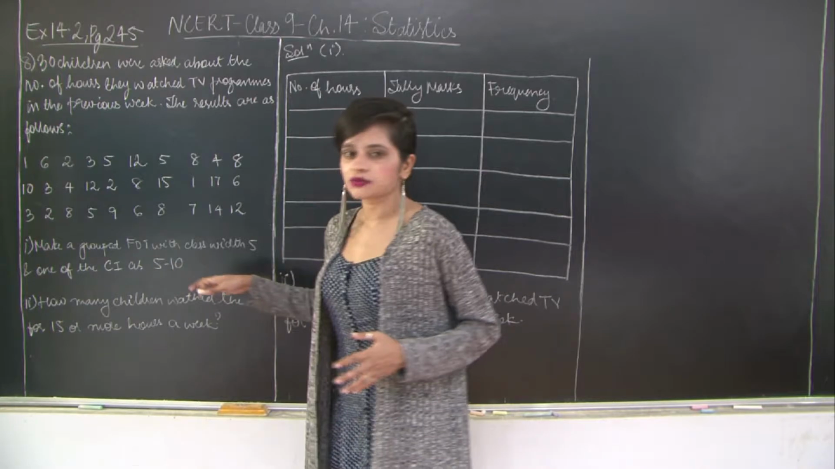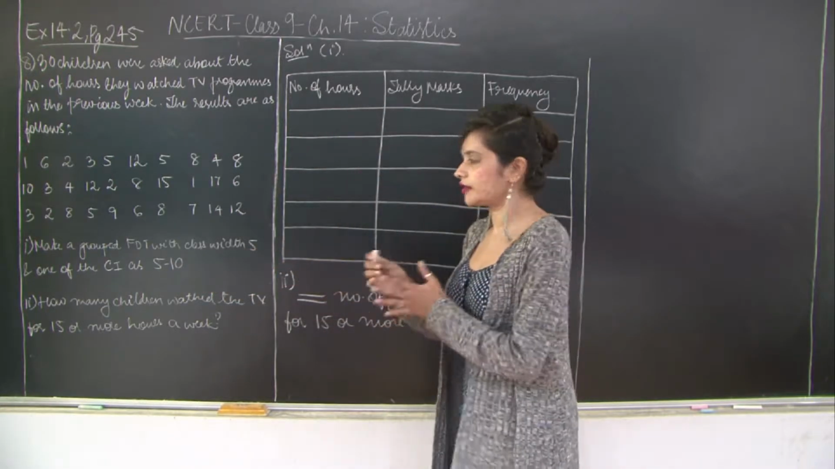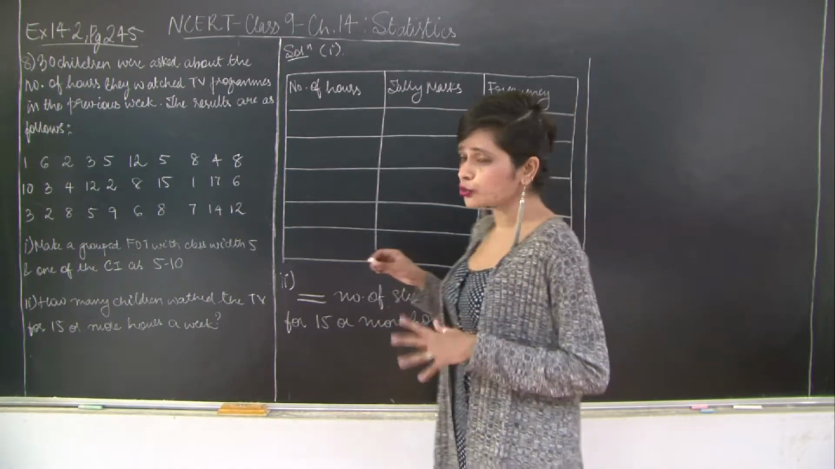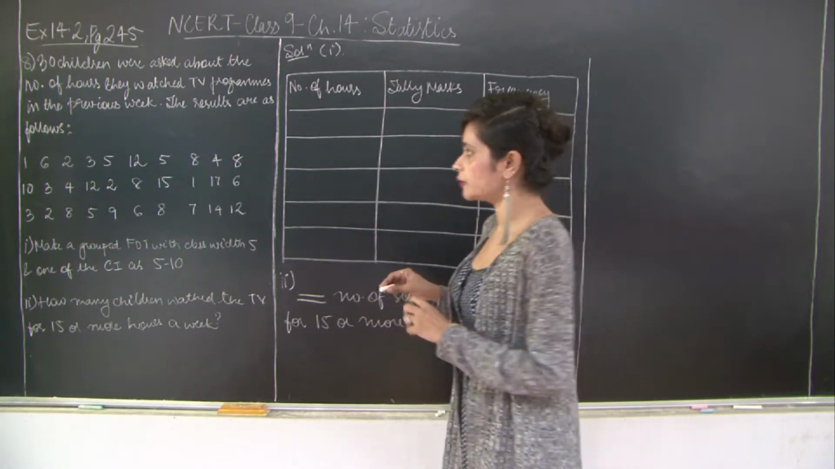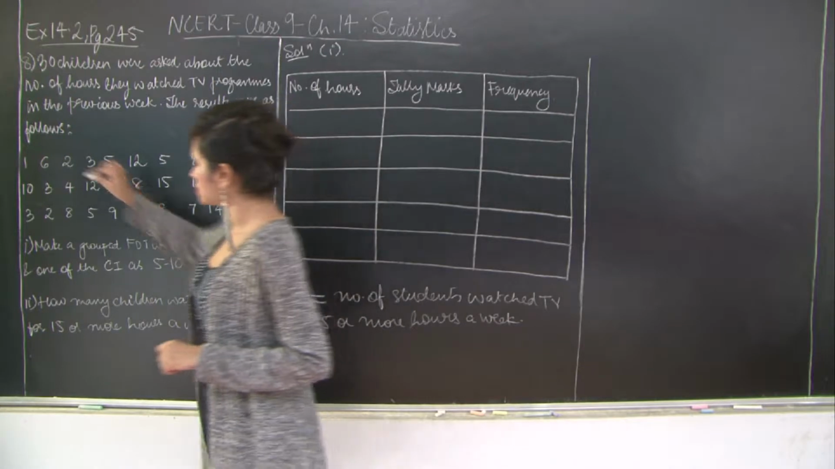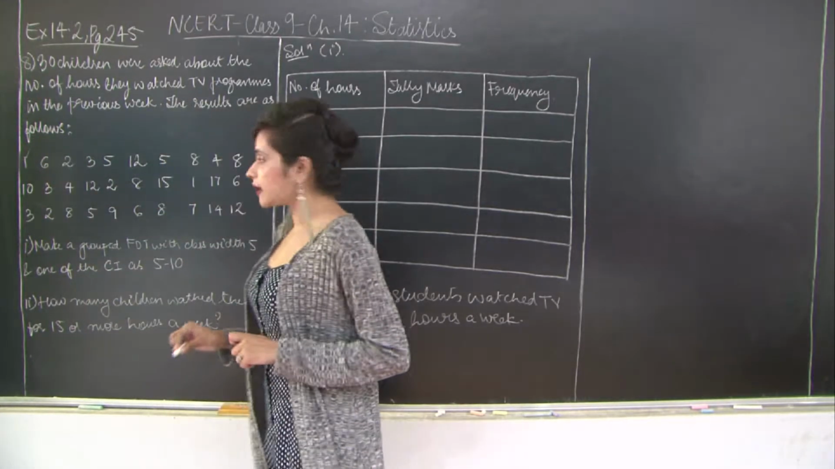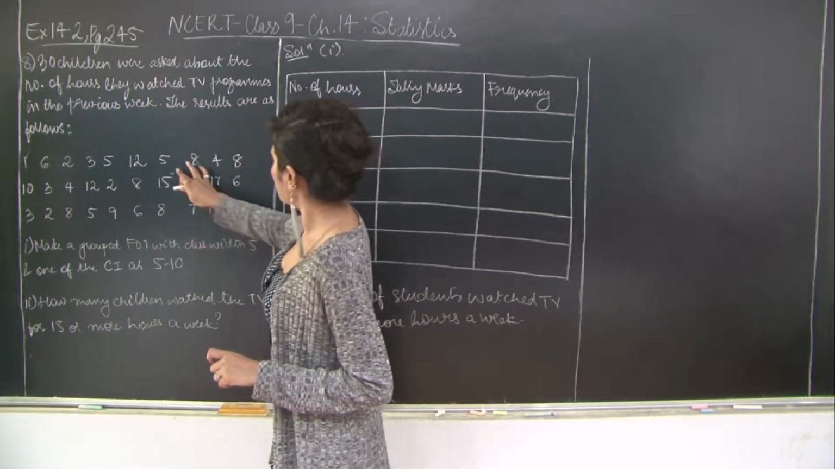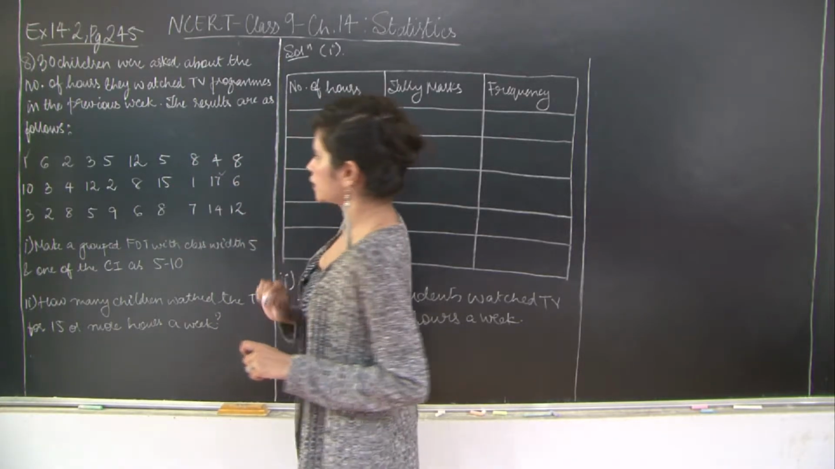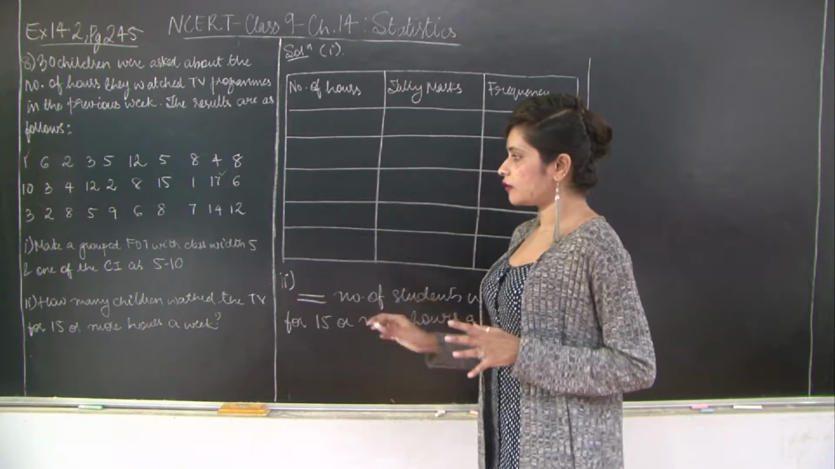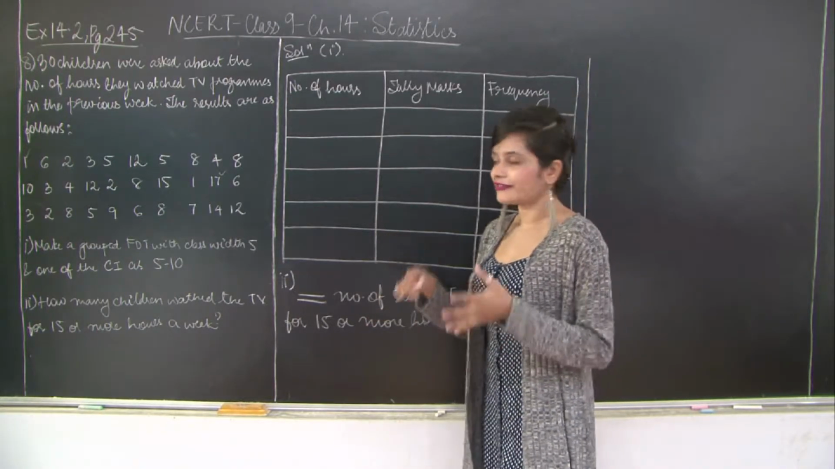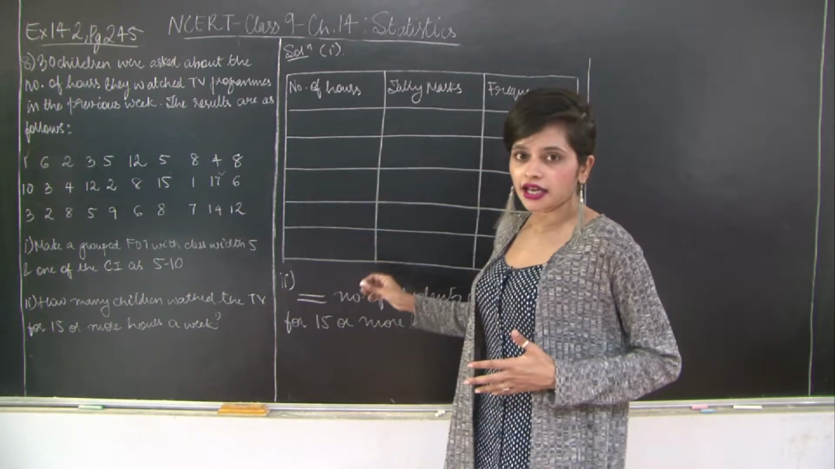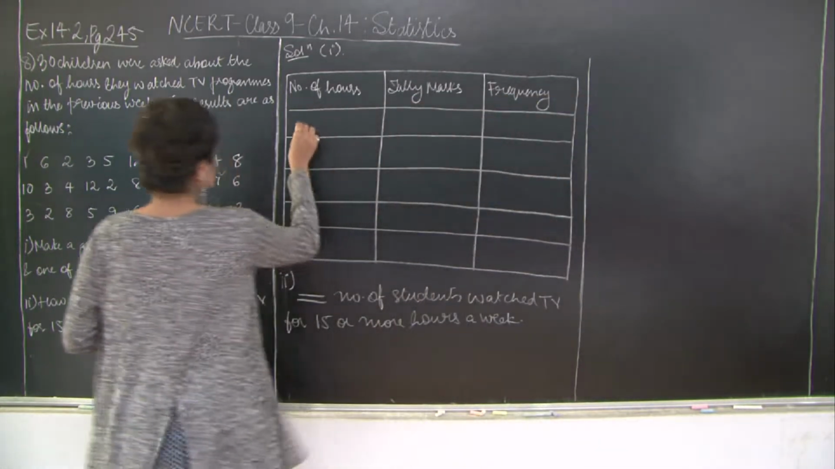One of the class intervals is 5 to 10. That is, there is a gap of 5, right? 6, 7, 8, 9, 10. So we are going to see the highest and lowest value. The lowest value I can see is 1, whereas the highest value that I can see is 17 here. Right, so we will have to take counts between 0 to 5, 5 to 10, 10 to 15 and 15 to 20. So let's draw a frequency distribution table.